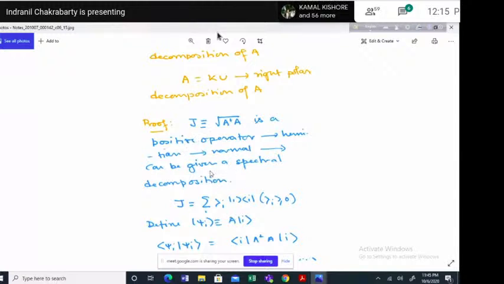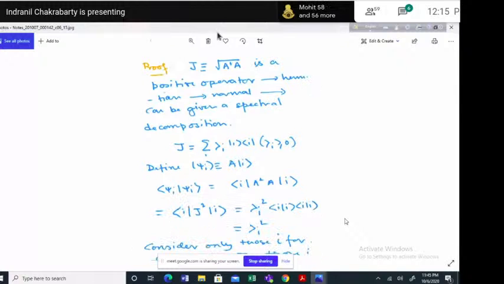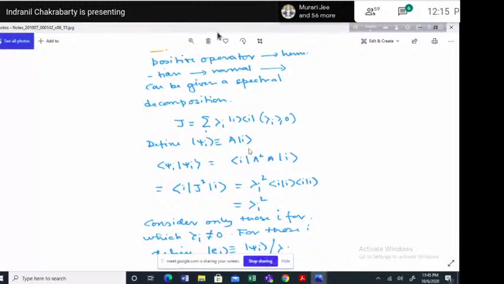So since it is a normal operator and it can be given a spectral decomposition, we can always write J in the form of some eigenvalues lambda_i and eigenbasis |i> in the outer product notation. Here lambda_i is greater than 0. Now we define a vector |psi_i>, which is A applied on the eigenvectors |i>.